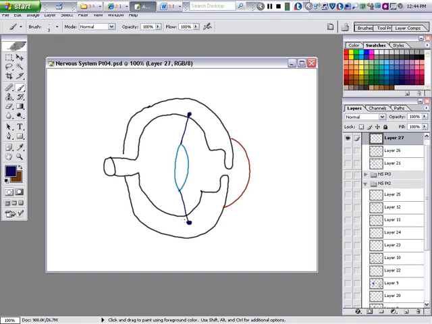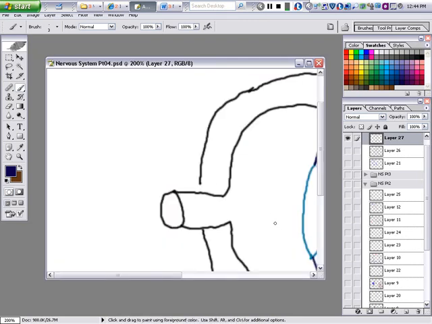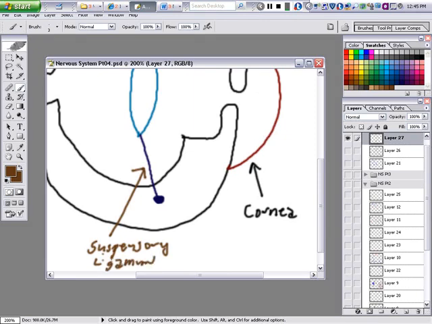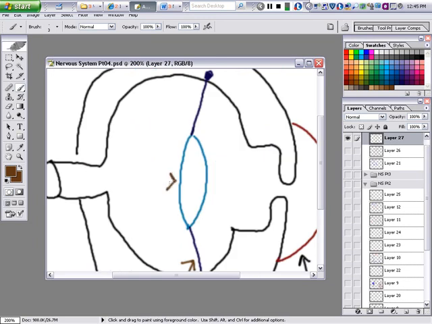Do I need to label these parts, or are you all okay? Okay, let's label them then. Here, this is the cornea, because everyone may not have taken A&P. That's the cornea. I need another color. This here is a suspensory ligament. Suspensory ligament. What is this here? That's the lens.